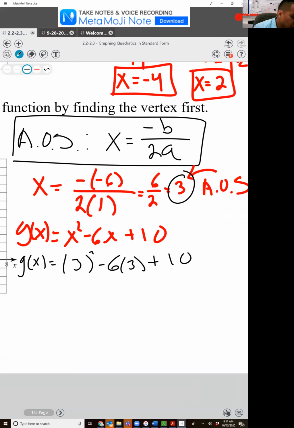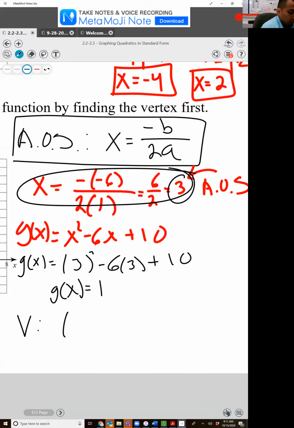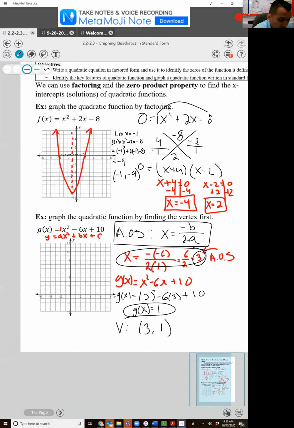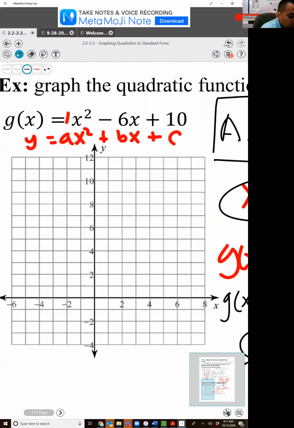So g of x equals 1, which means that your vertex is 1, or sorry, not 1. Your vertex is your x value, which you know is 3, right? Comma your y value, which you know is 1. So your vertex is at 3, comma 1. I'm going to go ahead and put that into my graph.